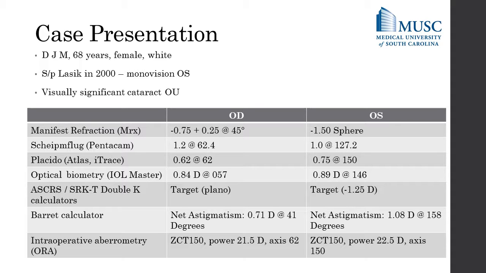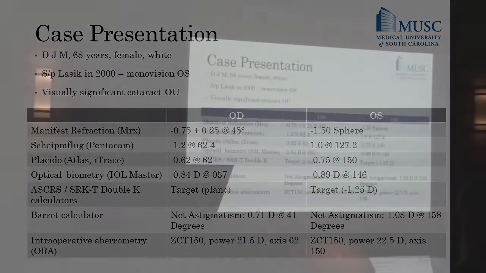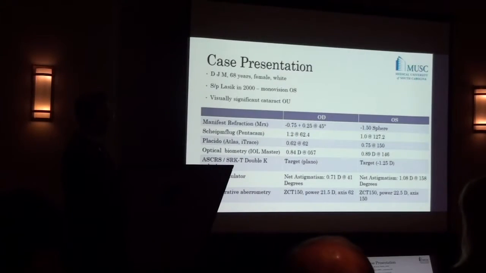This patient is 68 years old, female, and she had myopic LASIK in 2000, with monovision OS, of course. Routinely, we do all those measures at MUSC. And if the patient has any history of LASIK, of course, we always double check with Astigmatism.com and the Barrett calculator. So we do all those measurements to always double check the patient.